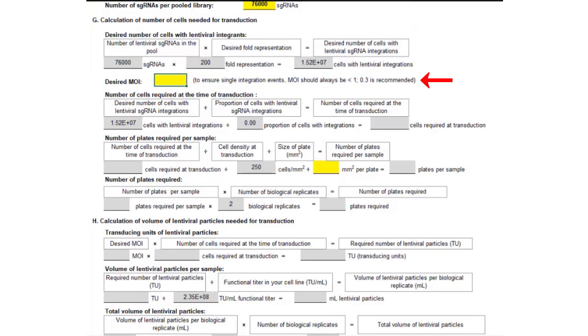We recommend an MOI of 0.3 so that around 22% of the cells will get one lentiviral integration and the remaining 78% will die in selection. To get enough cells with lentiviral integrations, the tool calculates how many cells we will need to transduce. Starting with this many cells at the density we determined previously and an effective surface area on 100 millimeter plates of 7,800 millimeters squared, we need 26 plates per sample. Since we want to do 2 biological replicates, that means we will need 52 plates per pool.